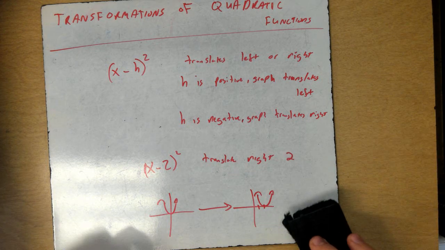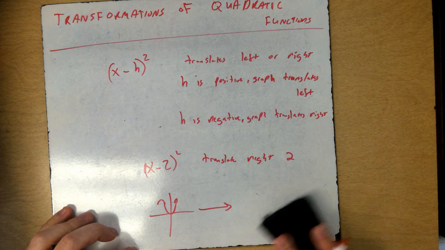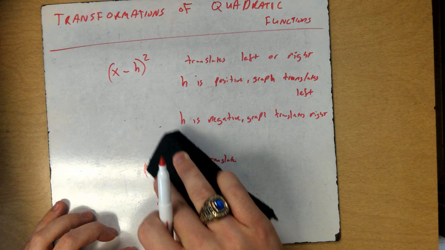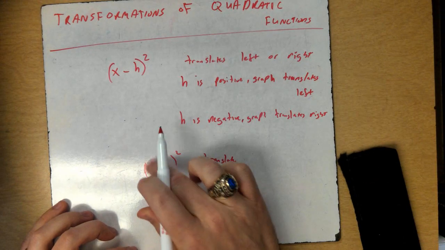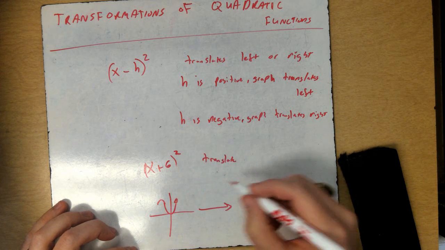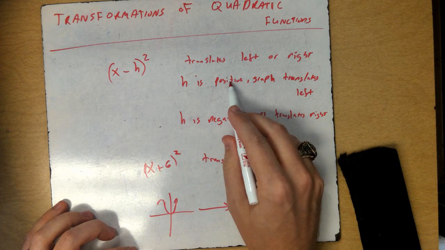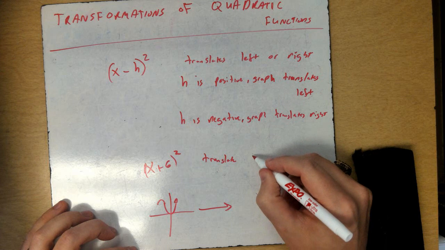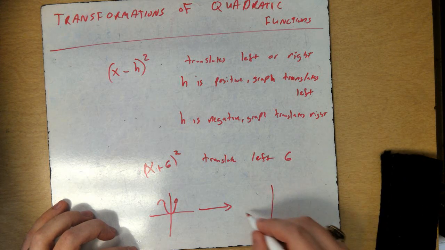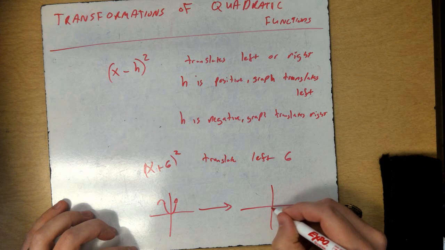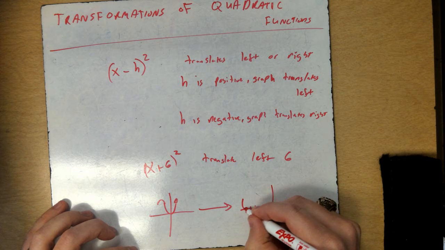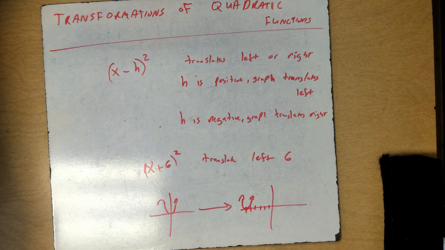Now what if, instead of that in the middle, we had plus 6? Once again, now it's a positive, right? It's positive, so our graph is going to translate to the left 6. So now we're starting in the middle, we're on 1, 2, 3, 4, 5, 6, right? And that's where our graph is going to open up from. There, okay?